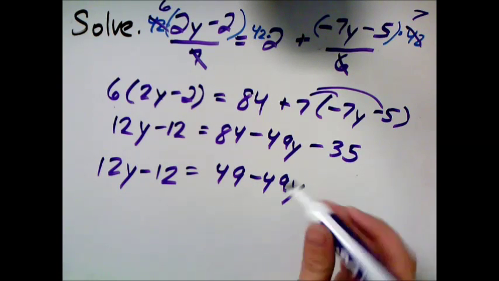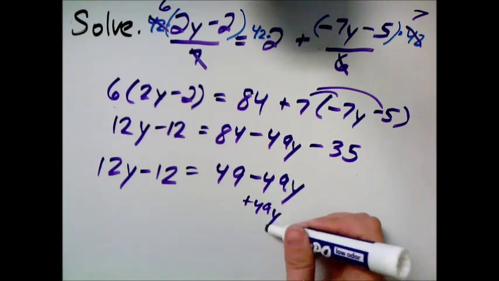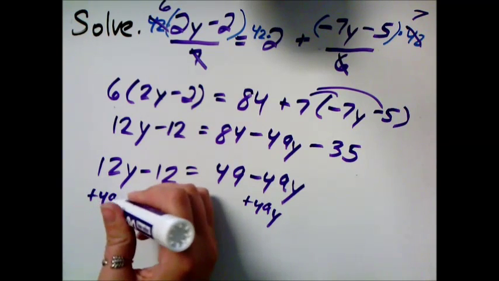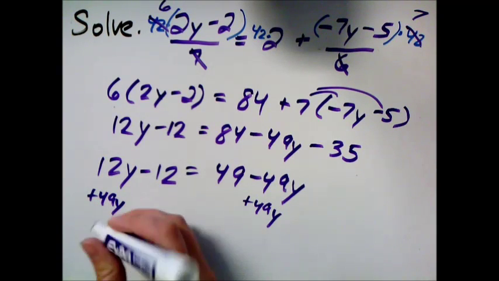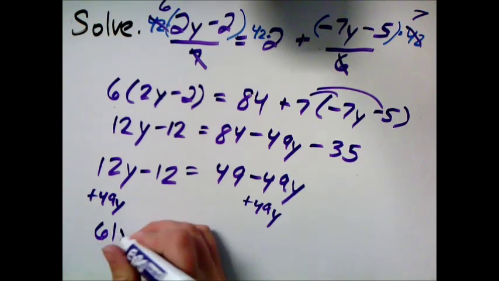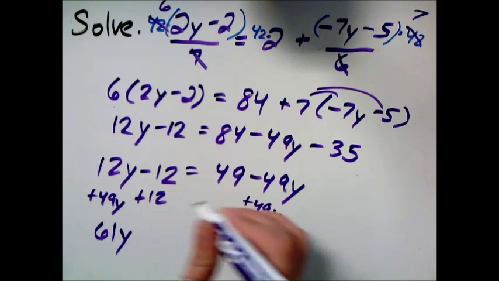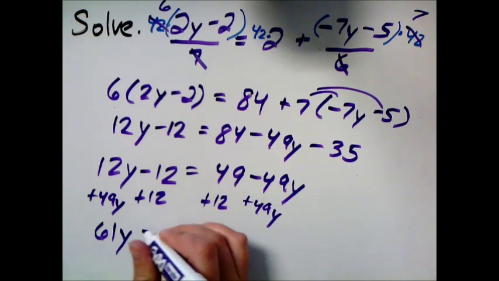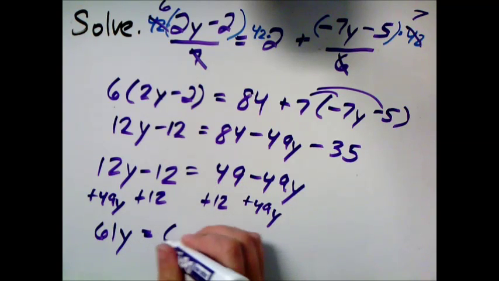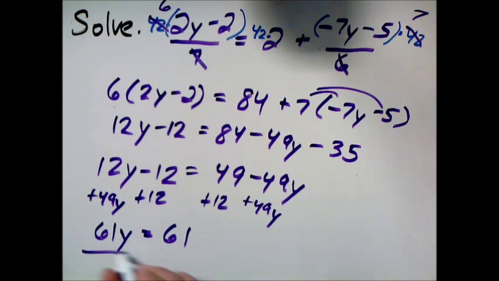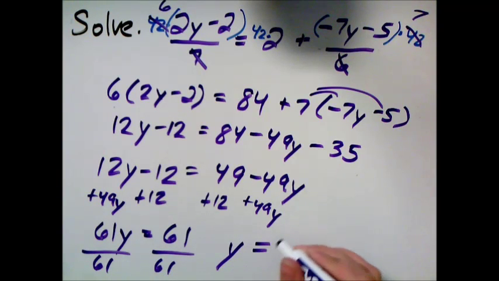I'll maybe add 49y, so I can keep my variable terms positive. So 49 plus 12 is 61y. And maybe I could add 12 to both sides. 49 plus 12 is 61 also. And so divide both sides by 61. And I get y equals 1.